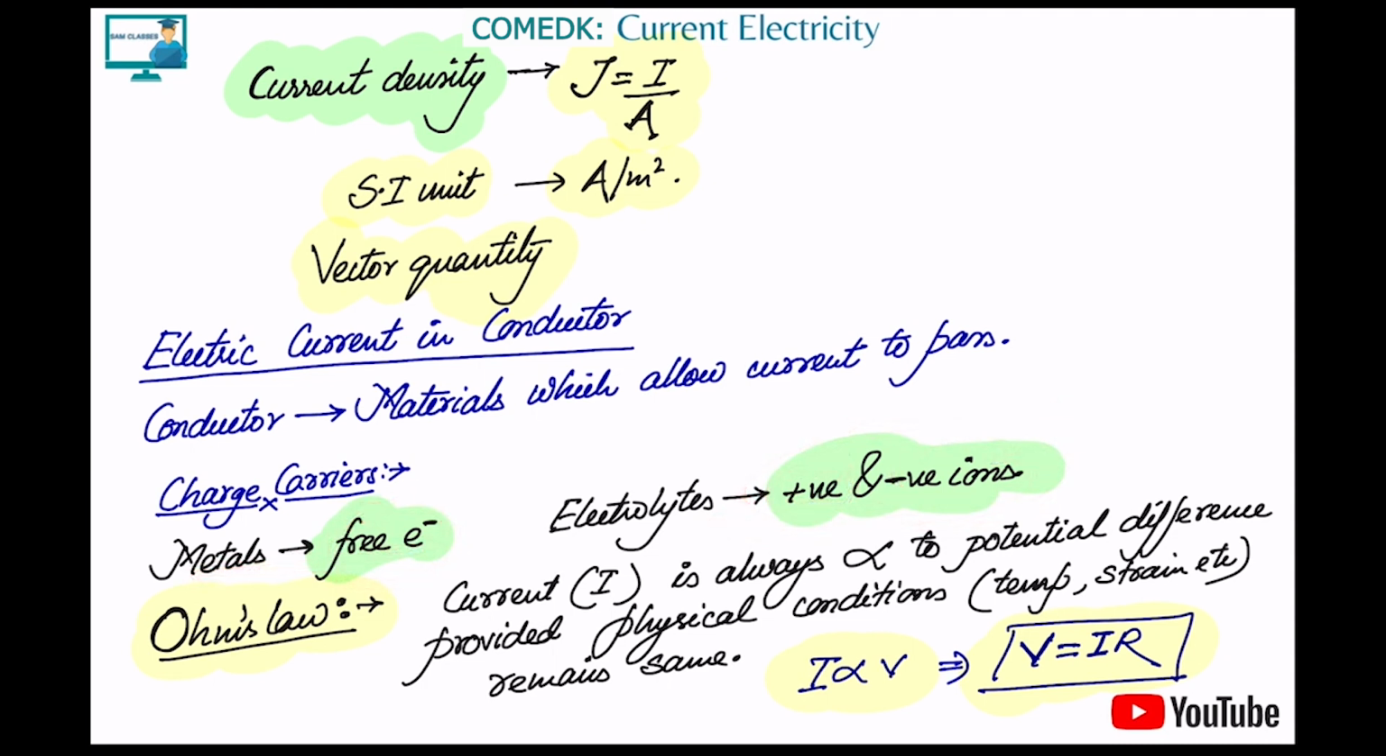Ohm's law, very important. What does Ohm's law say? That the current is directly proportional to the potential, if you keep the other physical conditions like temperature and pressure the same. If you increase the current, voltage also increases, or if you increase the voltage, current also increases. So V is equal to IR, where R is the proportionality constant. Ohm's law is nothing but V proportional to I, and this formula V is equal to IR.